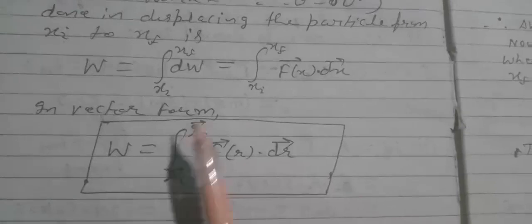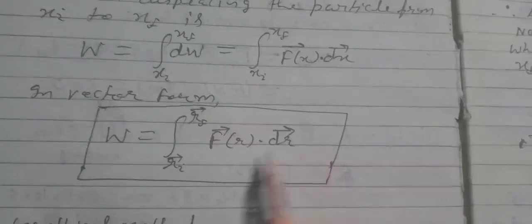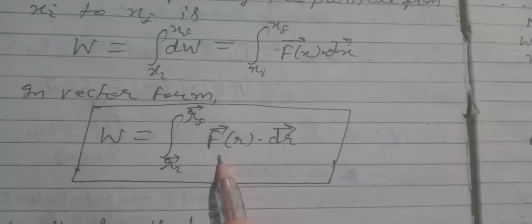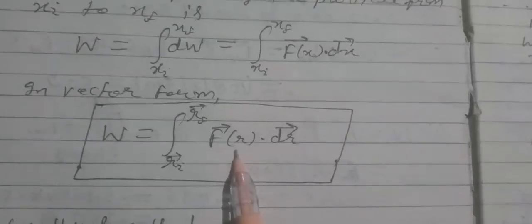And this can be written in vector form as W equals integration Ri vector to Rf vector Fr vector dot dr vector, where in this case force is a function of displacement.